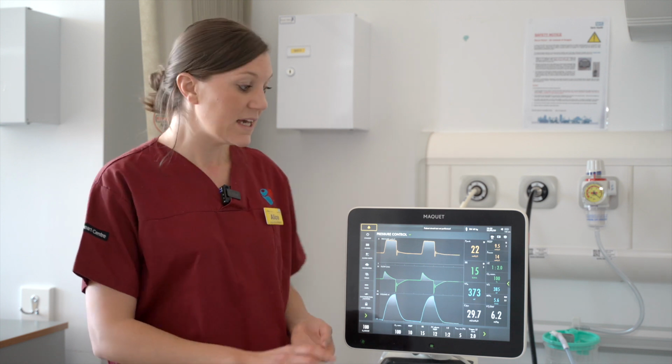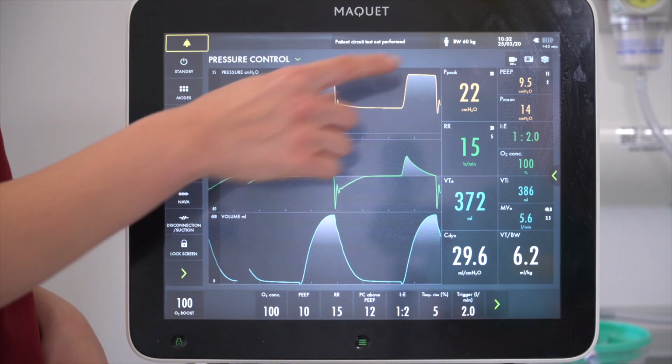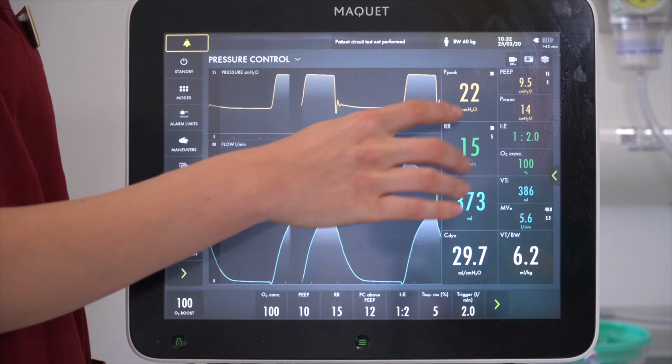It's really important to ensure that there is a lung protective ventilation strategy. This means that the tidal volume will be set at a maximum of 6 mls per kilo of predicted body weight. This will be seen on the ventilator here. It's also vitally important to make sure that the peak airway pressures do not rise above 30. This can be seen on the ventilator here.